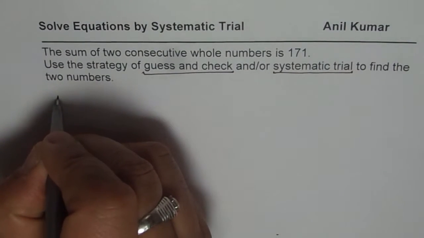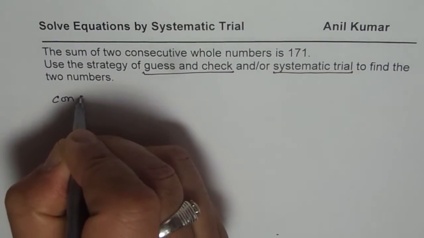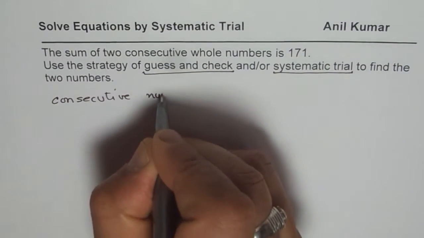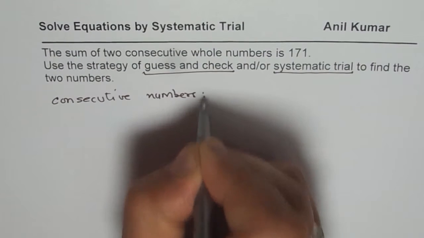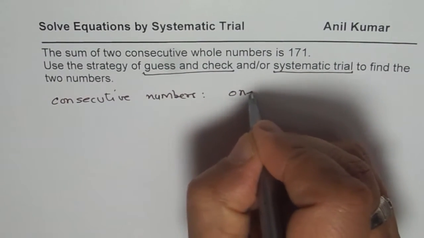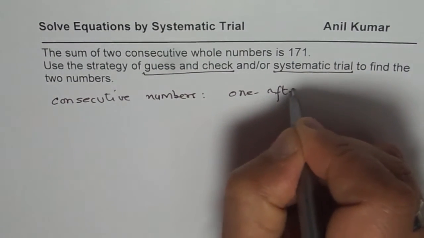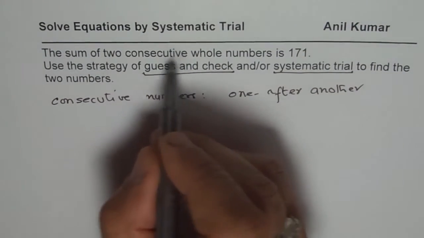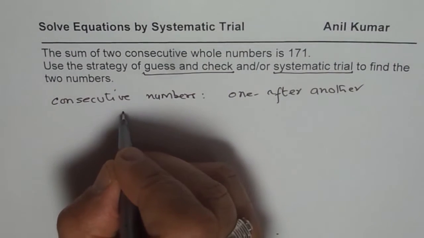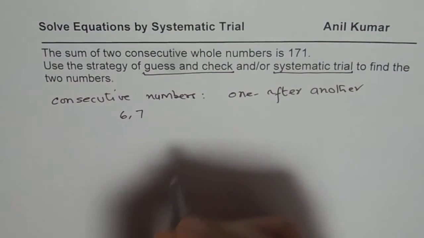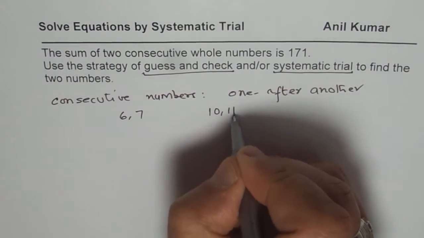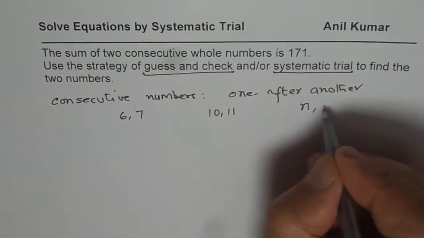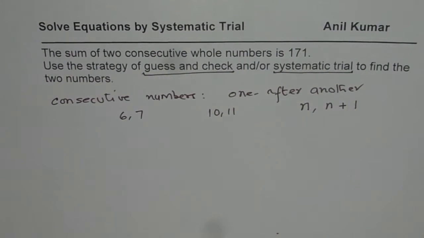So what are consecutive numbers to start with? The numbers which come one after another, right? When you say consecutive whole numbers, that means numbers like 6 and 7. You see, they come one after another. It could be 10 and 11, one after another. In general, if the number is n, what is the next number? n plus 1. You get the idea.